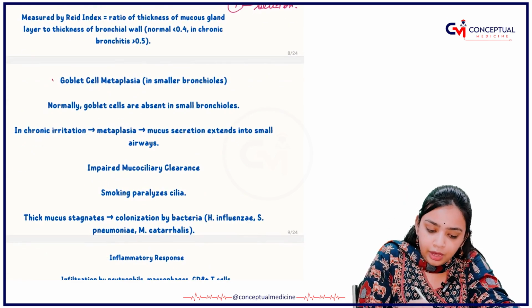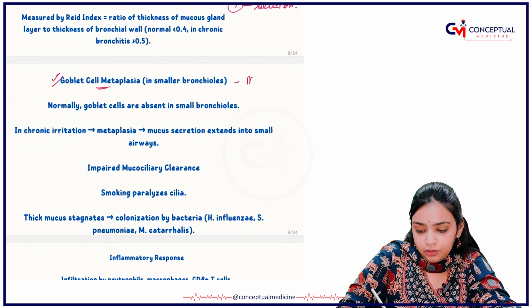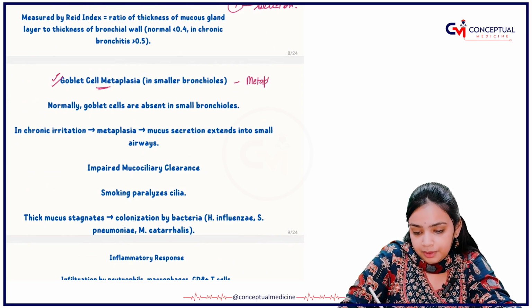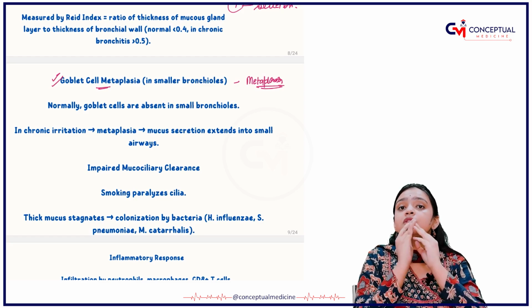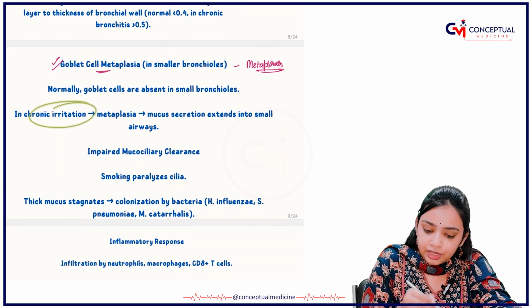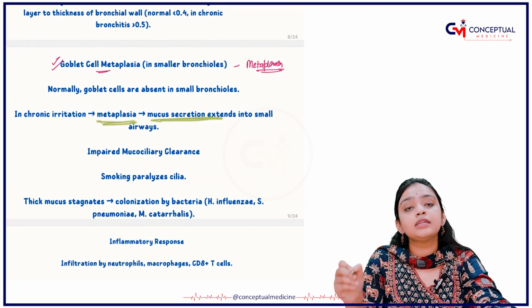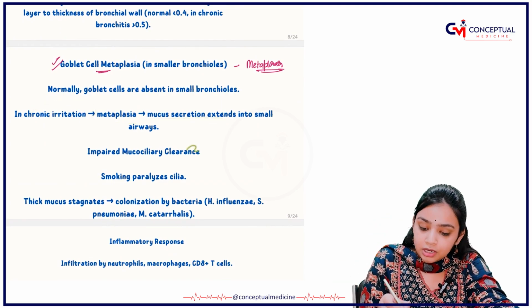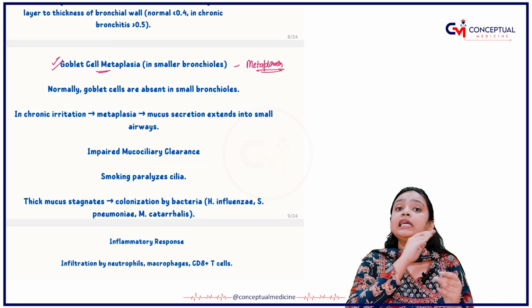Right? You have something called goblet cells. So here you will be able to see goblet cell metaplasia. Normally these goblet cells are absent in your bronchioles. If there is chronic irritation, there will be metaplasia and there will be mucus secretions, as a result of which what will happen? There will be impaired mucociliary clearance.